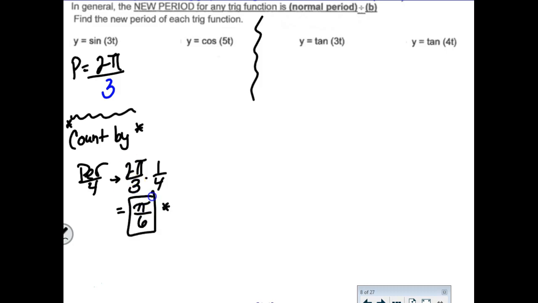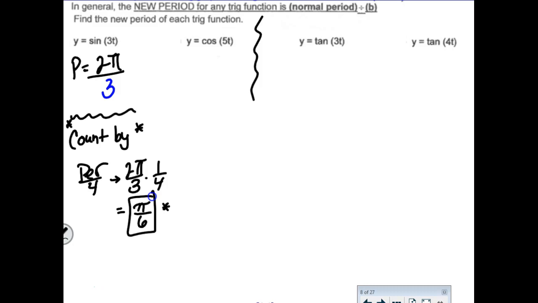So that's a really key idea that I think some of you missed as far as the vocabulary. What you're counting by doesn't necessarily mean that on your axes it's 1 pi over 6, 2 pi over 6. If you have a phase shift, the pi over 6 is what you're adding to move to the next point. You're counting by pi over 6 from where you begin to where you end.